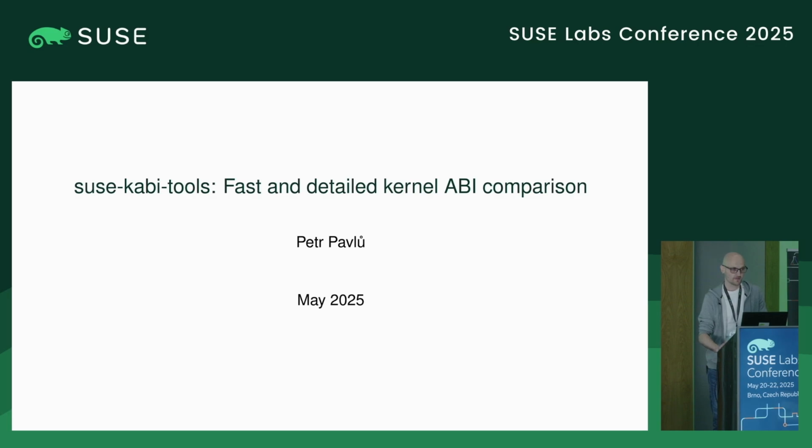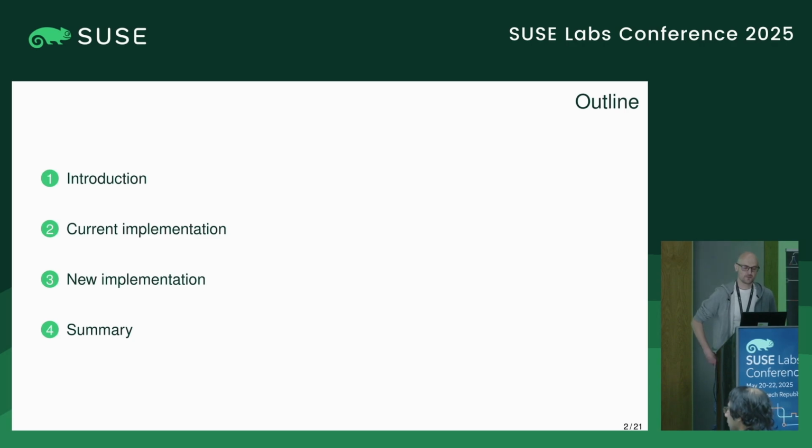Hi everyone, welcome to my talk about new suse-kabi tools which provide fast and detailed kernel ABI comparison. This is a small project that I've been working on. The talk consists of 4 parts.